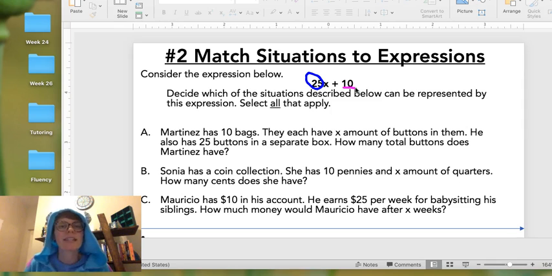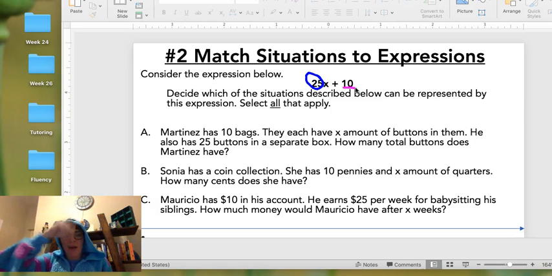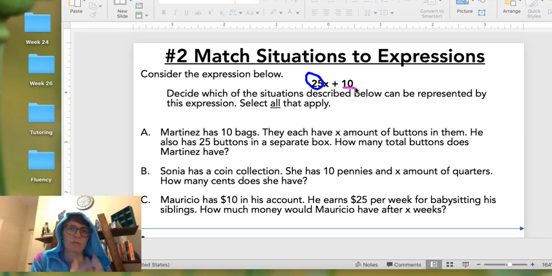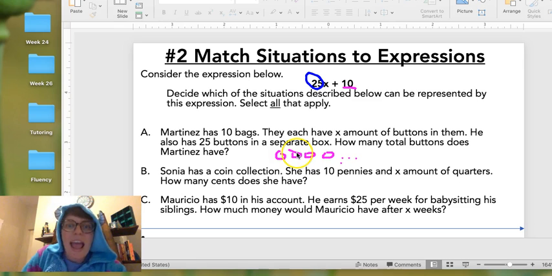A. Martinez has 10 bags. They each have X amount of buttons in them. So I can imagine he's got these 10 bags, X buttons, X buttons, X buttons, X buttons, X buttons. Kind of reminds me of the last problem, not that I would remember because the last problem was a grandma and I'm just a monster. I'm not the same person, don't think that. In the last problem, it was like 6 groups, which is why we had those 6 bags for the lunch. So here this is like saying we have 1 bag, 2 bags, 3 bags, 4 bags, 5 bags, you get the idea. And they each are going to have X in them.